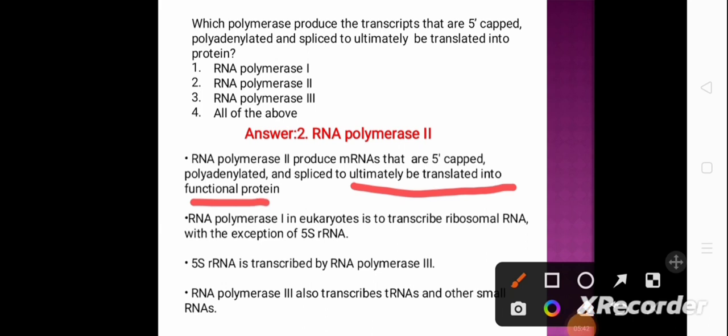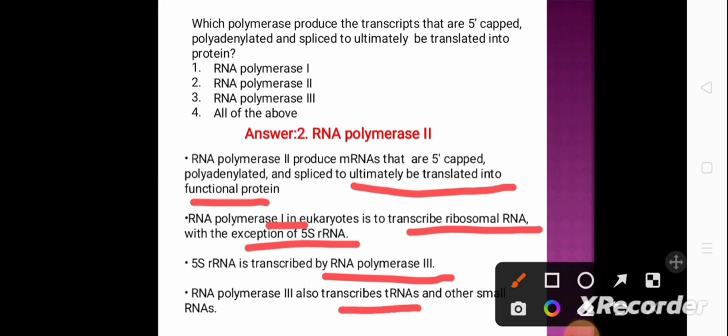Whereas the polymerase 1 in eukaryotes is to transcribe ribosomal RNA, with the exception of 5S RNA. That is, RNA polymerase 1 does not transcribe the 5S RNA. Instead, this 5S rRNA is transcribed by RNA polymerase 3. RNA polymerase 3 not only transcribes the 5S rRNA but also transcribes the tRNAs and other small RNAs.